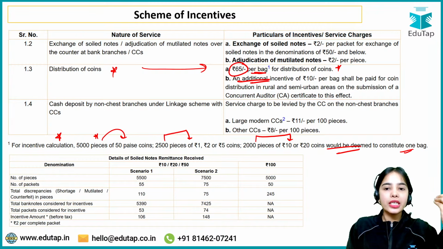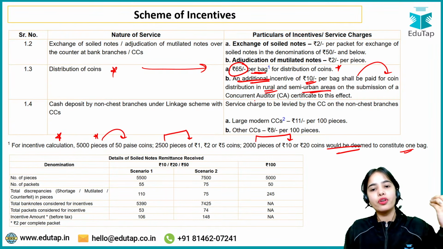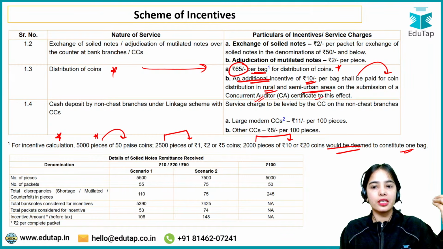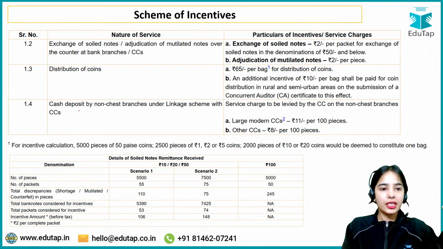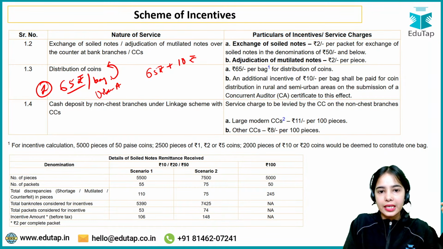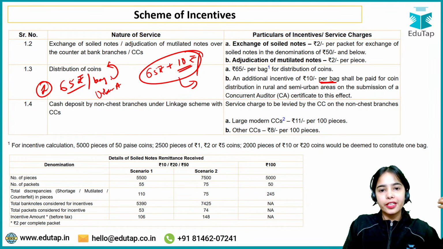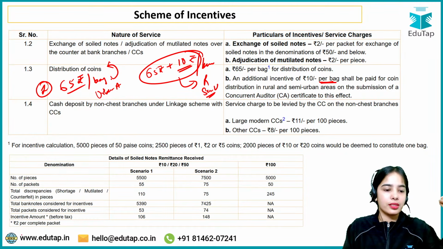An additional incentive of 10 rupees will be provided if the bag of coins is provided in the rural or semi-urban areas on the submission of a concurrent auditor certificate to this effect. So basically 65 rupees per bag for the distribution of coins. 65 rupees is the incentive per bag for the distribution of coins in the urban areas, and 65 rupees plus 10 rupees, that is 75 rupees, is the incentive per bag for distributing the coins in the rural or semi-urban areas. This is the idea. Okay.